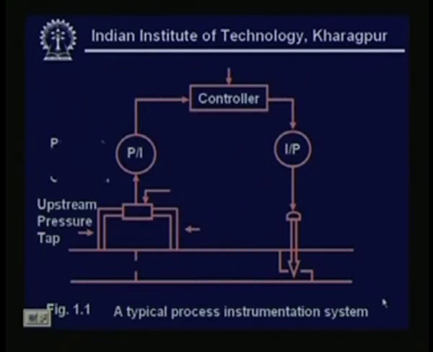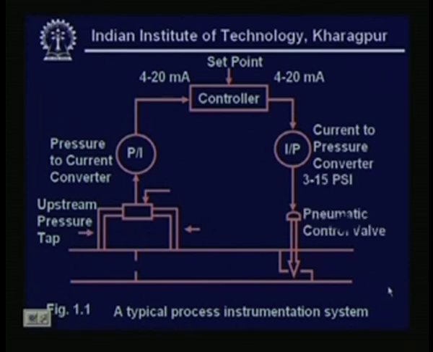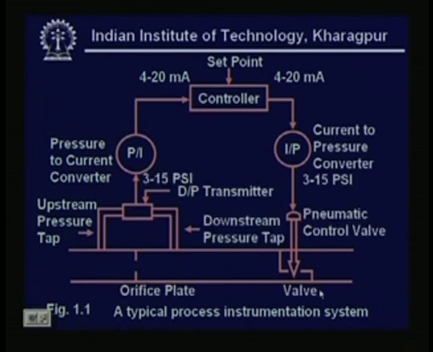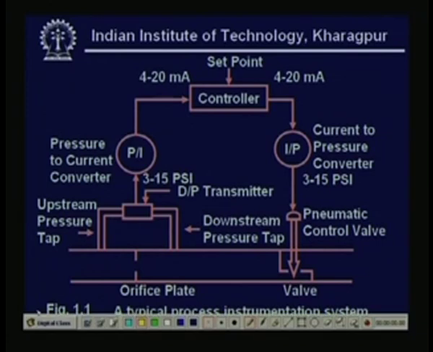Now, let us look at a process diagram which will give you some idea of the instrumentation system, and why we have given the name industrial instrumentation instead of simple instrumentation or instrumentation devices. This is a typical process. Here you see that a liquid is flowing through this pipe and going out, and there is an orifice plate. There are two tappings here, one upstream tapping and another downstream tapping. This tapping measures the pressure of whatever liquid is flowing through the pipe.